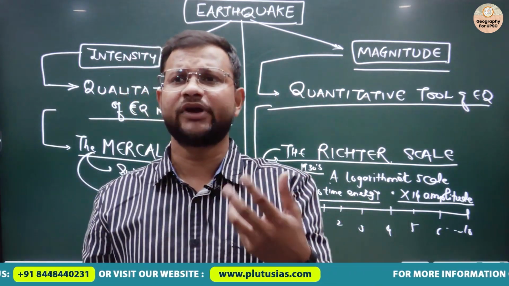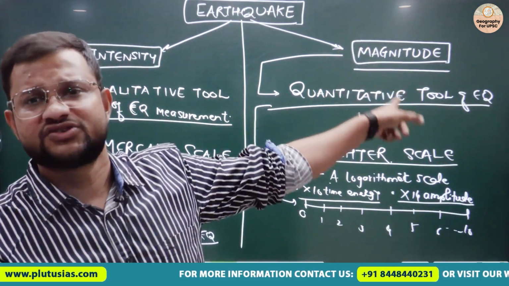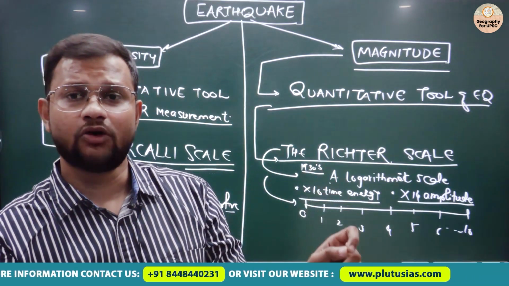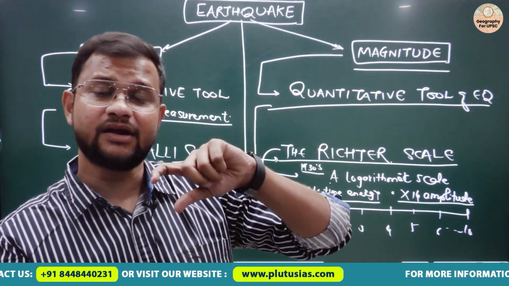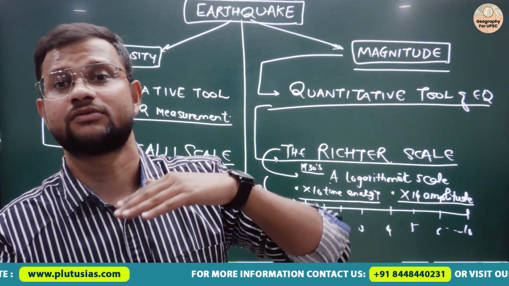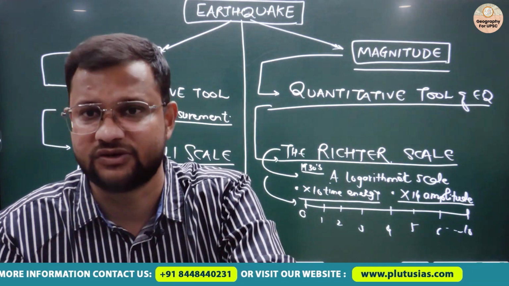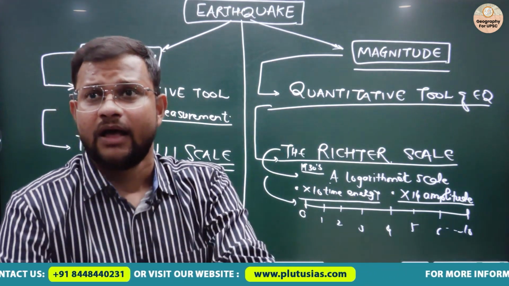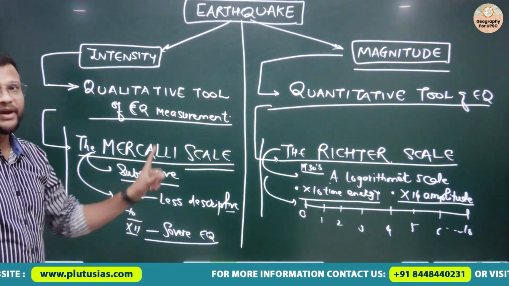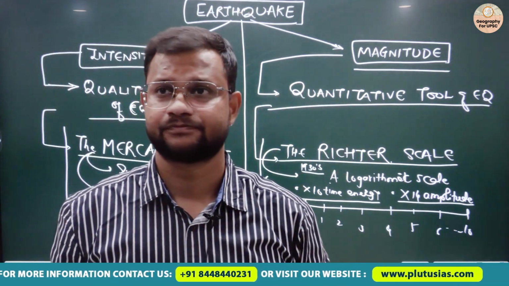So simply what it means is, if there is an earthquake of 5 on the Richter scale and another of 6 on the Richter scale, the earthquake of 6 has 10 times more release of energy, and its amplitude is 14 times larger than the earlier one, the 5 on the Richter scale. So these two are simply the scales for measurement of earthquake intensity and earthquake magnitude.